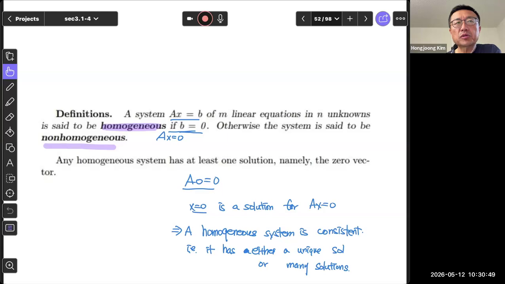So for a non-homogeneous problem, there are three possibilities, right? You may have only one solution or many solutions, and in those two cases, we say the system is consistent. Or the problem may not have any solution, which is the inconsistent case. But in the case of a homogeneous problem, it is always consistent, because x equals zero is mapped to zero.